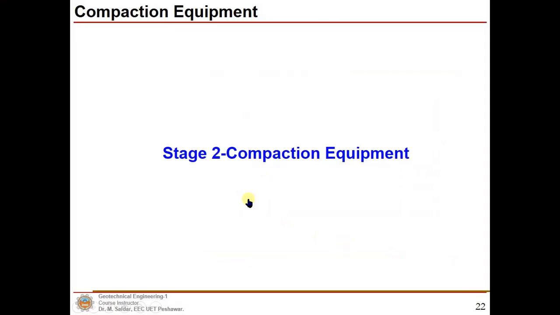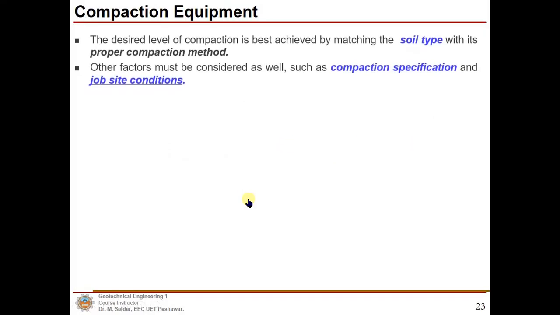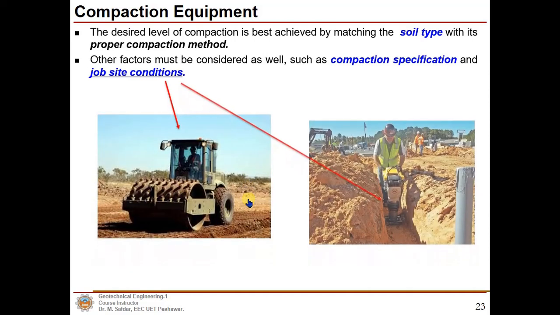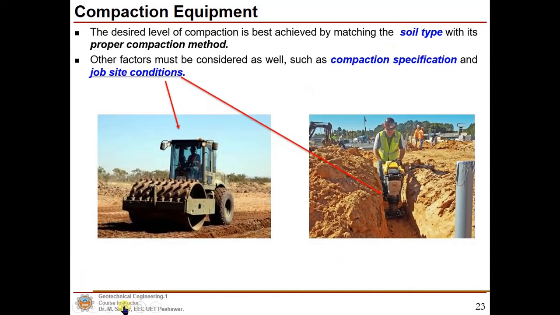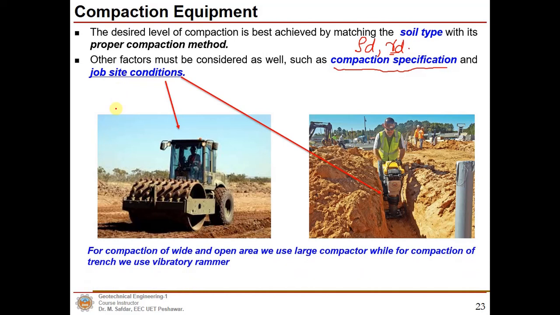Starting with stage 2, the compaction equipment, the desired level of compaction is achieved by matching the soil type with its proper compaction method. Other factors must be considered as well, such as the compaction specification, that is how much we need to compact, what would be the dry density, what would be the dry unit weight of the compacted soil, and it also depends upon the job site condition. For example, if we have a wide and open area, large compactors like sheep foot rollers or smooth wheeled rollers are preferable.